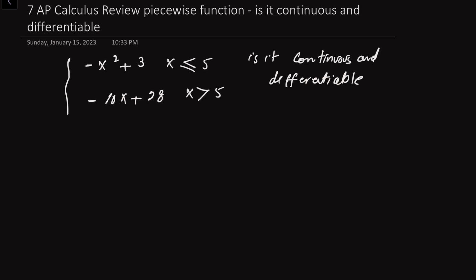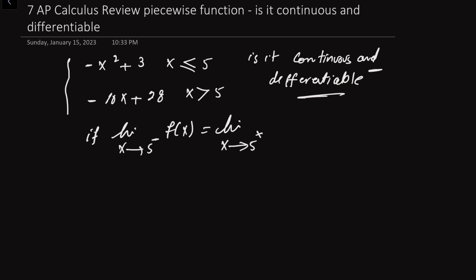The first part is minus x squared plus 3, when x is less than or equal to 5. The second part is 10x plus 2 plus 20, when x is greater than 5. So how do we know if the piecewise function is continuous and differentiable? The rule is that the limit as x approaches 5 from the left of f of x equals the limit as x approaches 5 from the right of f of x. So that's what we're going to try to prove.